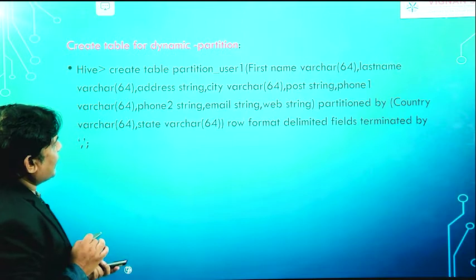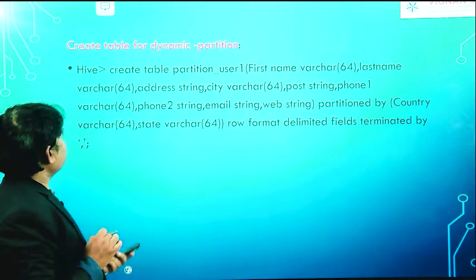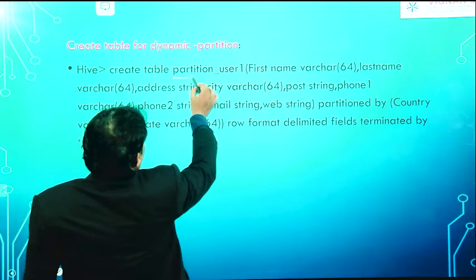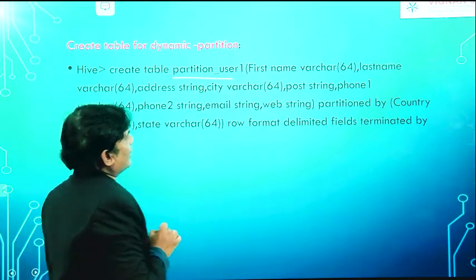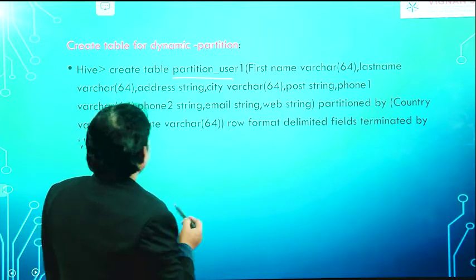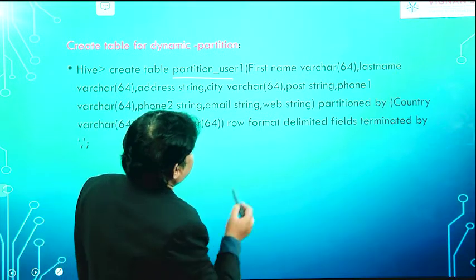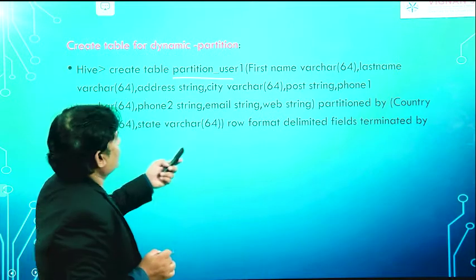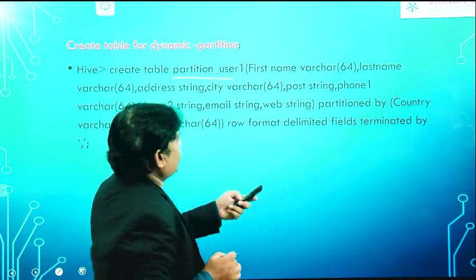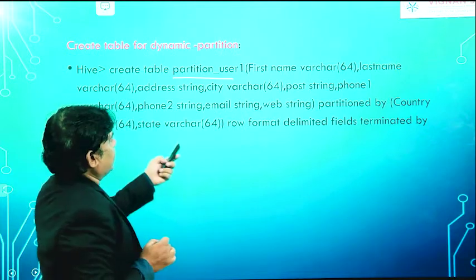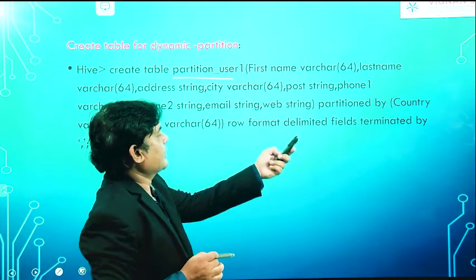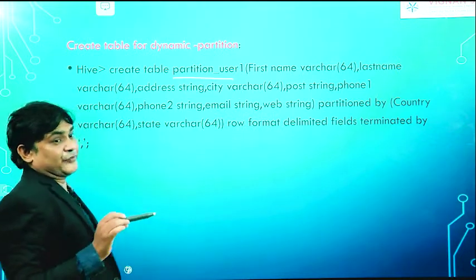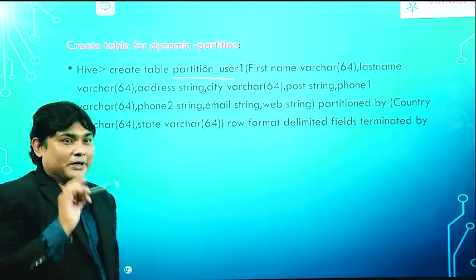Now I am going to create a table for dynamic partitioning. Here I am creating a table named partitioning users, and I am giving first name, last name, address, city, post, phone 1, phone 2, then web address, partitioned by country, state, row format delimited, fields terminated by comma. But here I am not going to specify the name of the country. Keep it in mind.